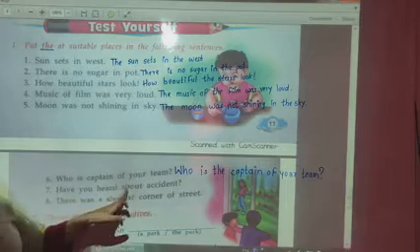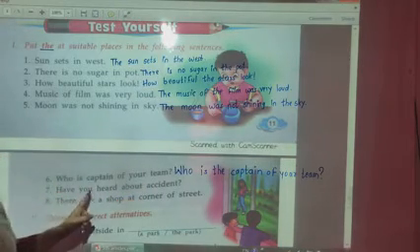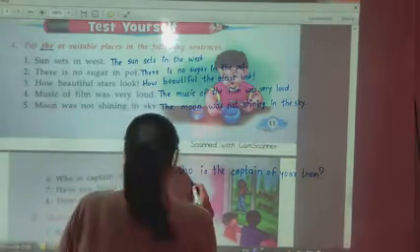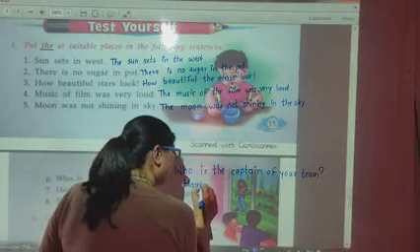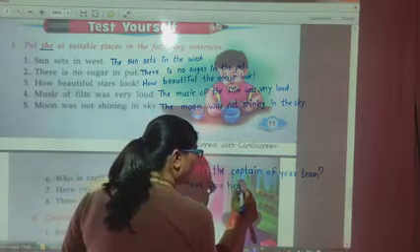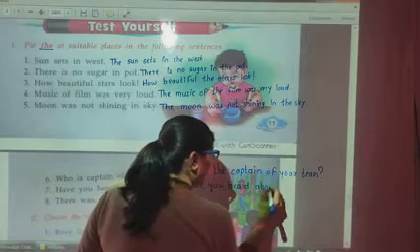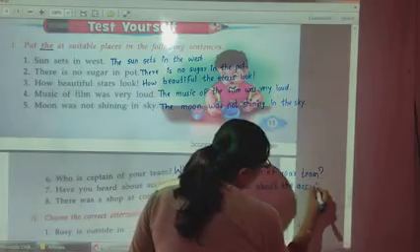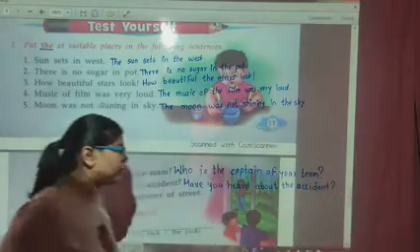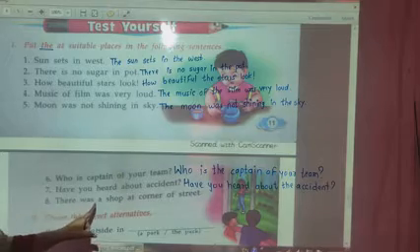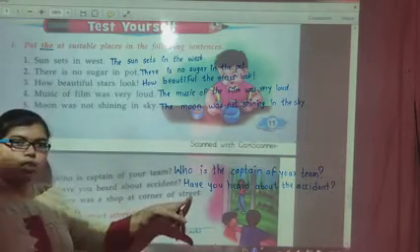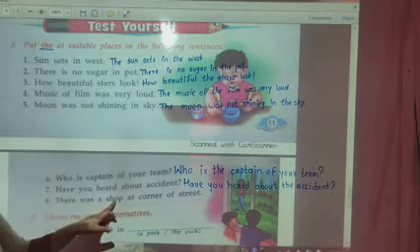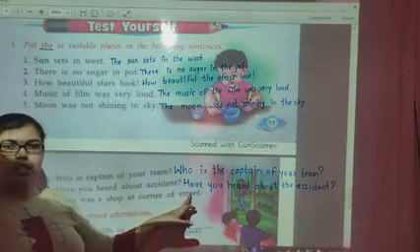Have you heard about accident? Have you heard about the accident? A particular accident. Next, there was a shop at corner of street. Where will the come? There was a shop at the corner of the street.